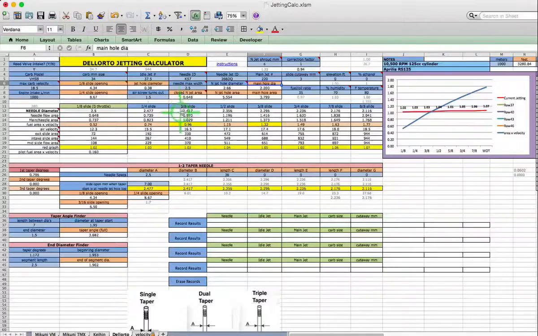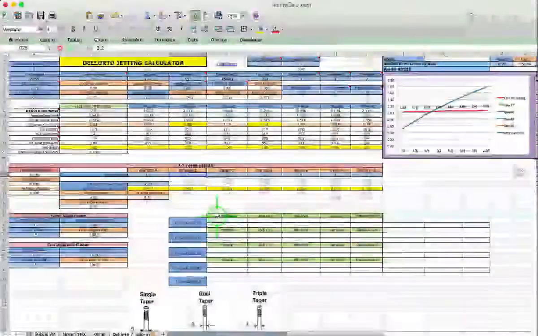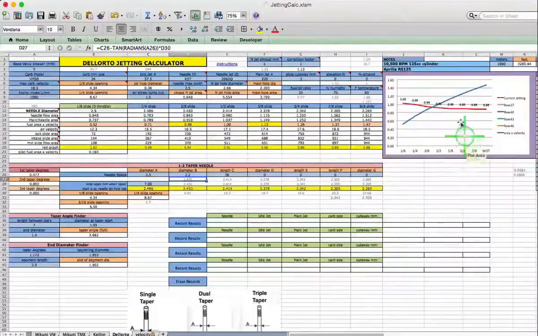Okay, now I want to show you the effect of the needle taper. Right now we've got a taper of basically 0.8 degrees. Okay, let's change that, and we have reduced that taper to a little bit less than 0.5 degrees, and that lowered angle has caused a lean condition starting at 1/4 throttle.